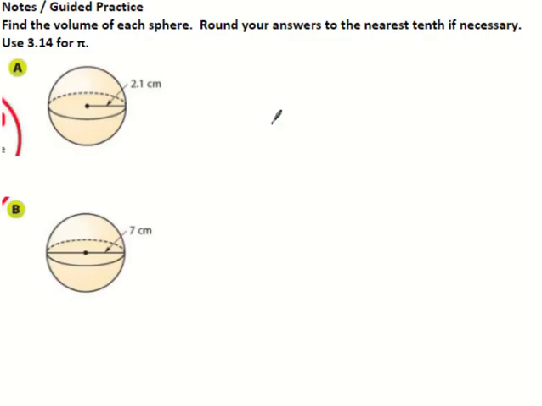All right, so we're going to find the volume of this sphere. We're going to round our answers to the nearest tenth. We're going to use 3.14 for pi. All right, so this first one has a decimal. That's not very fun, but that's okay. So volume is 4/3 times pi times 2 1/10 cubed.